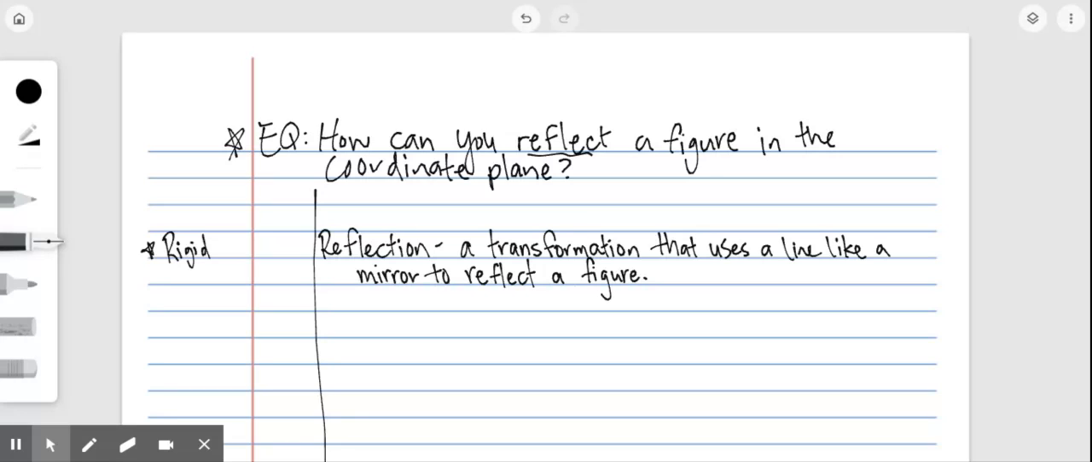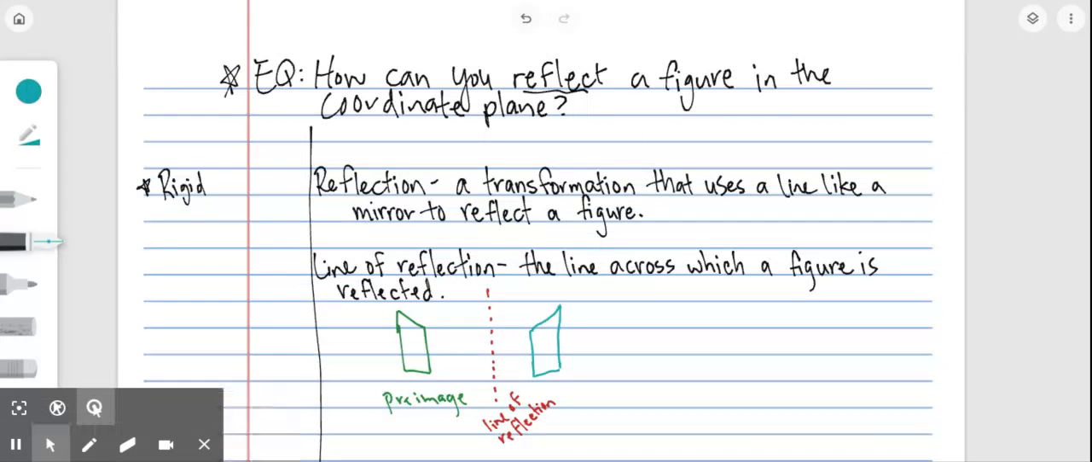All right, so let's talk about what a line of reflection is. Notice that we use a line like a mirror. That line is called the line of reflection. It's basically the line that we use to transform or reflect a figure. So here's my example. I've got the pre-image in green, the line of reflection in red, and then the image in an off blue, turquoise kind of color.